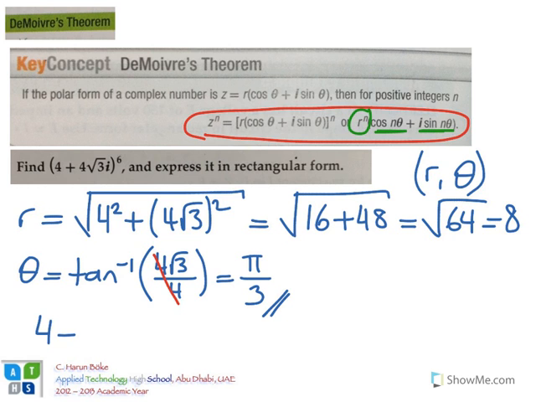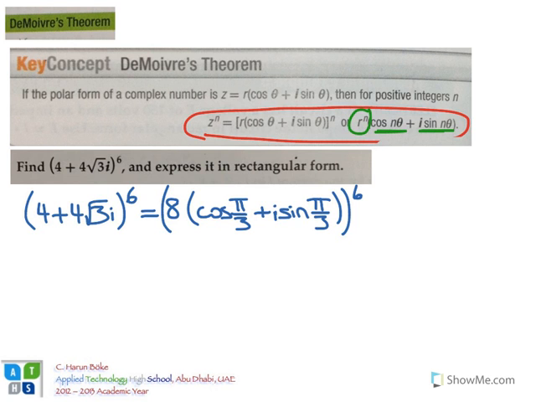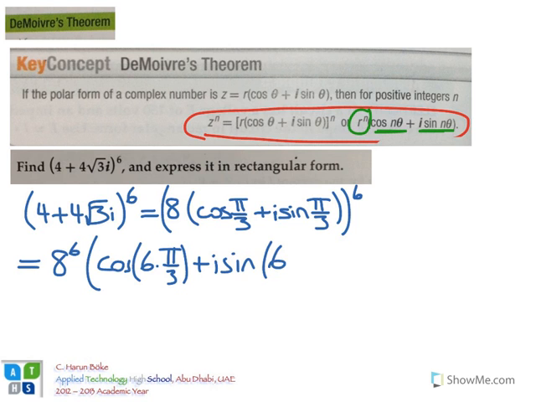So the polar form of 4 plus 4 root 3i is nothing but 8 times cosine pi over 3 plus i sine pi over 3. Now let's use De Moivre's theorem to find the 6th power of this number. Now what we are going to do is we are going to write as in the formula. We'll say 8 to the power 6 in brackets, we will say cosine 6 times pi over 3 plus i sine 6 times pi over 3. That's what we are going to do.